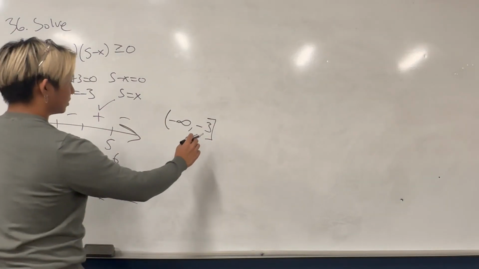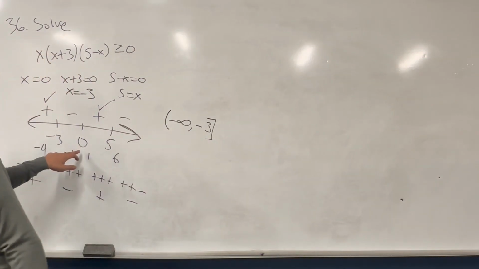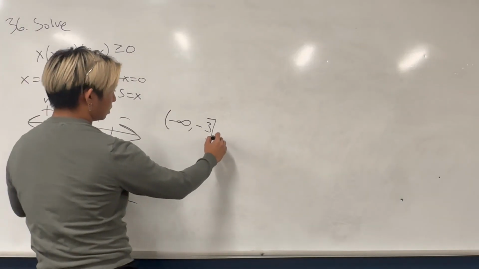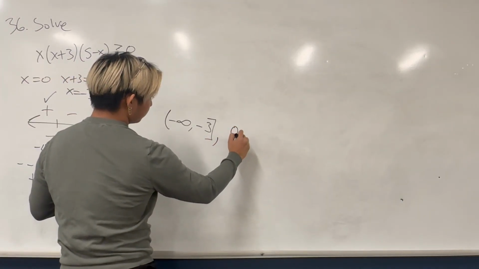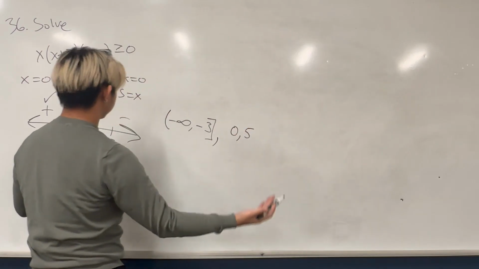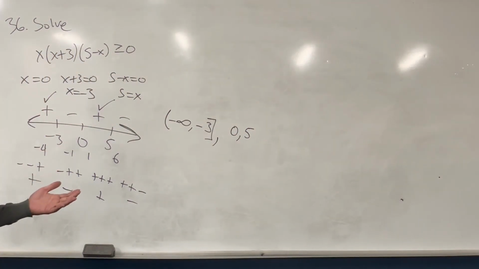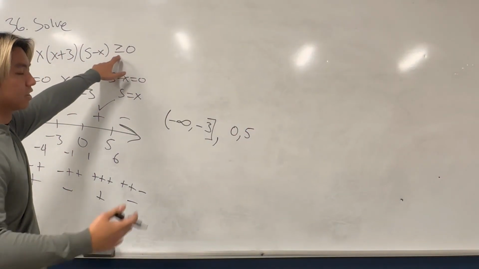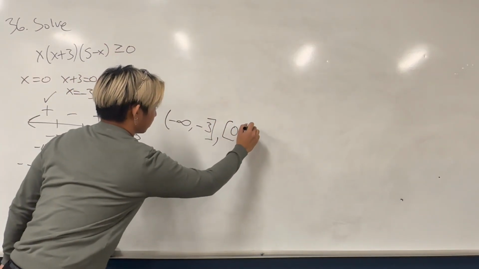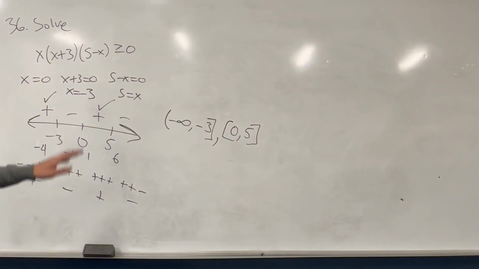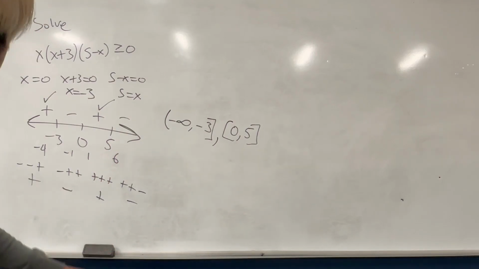So it's negative 3, and then our next point is from 0 to 5. So 0, 5. Again, is it a bracket or parenthesis? We know that it's greater than or equal to, so bracket. Just like that, and that should be it. Let me check 36.